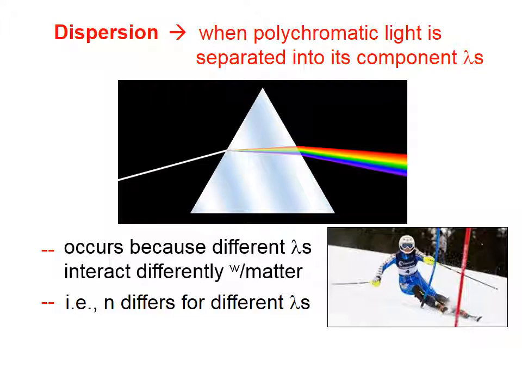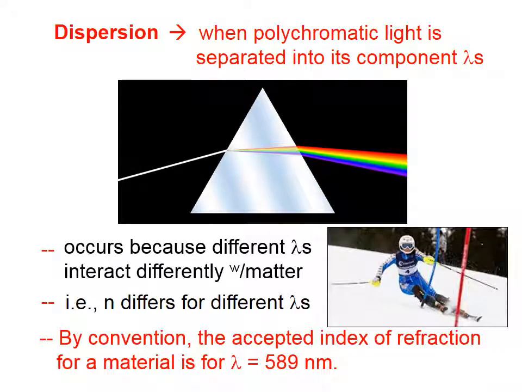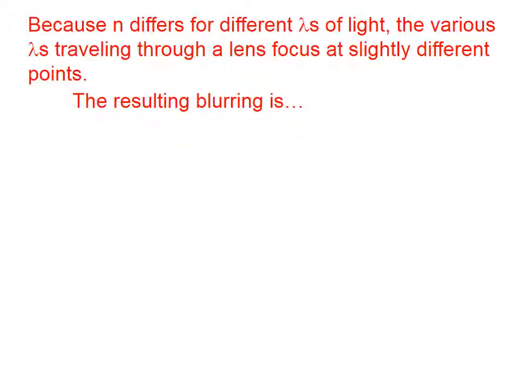The index of refraction, for example, of a red wavelength for a given material is actually a little bit lower than the index of refraction for a violet wavelength. By convention, the accepted index of refraction for a given material is for a wavelength of 589 nanometers, which is neither violet nor red, but somewhere in the middle.